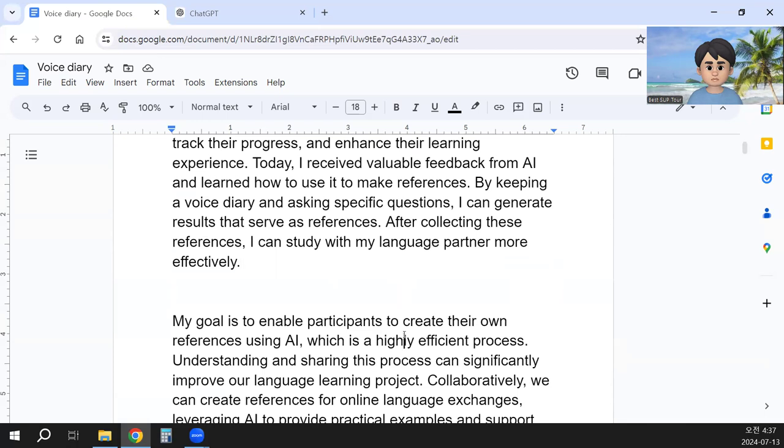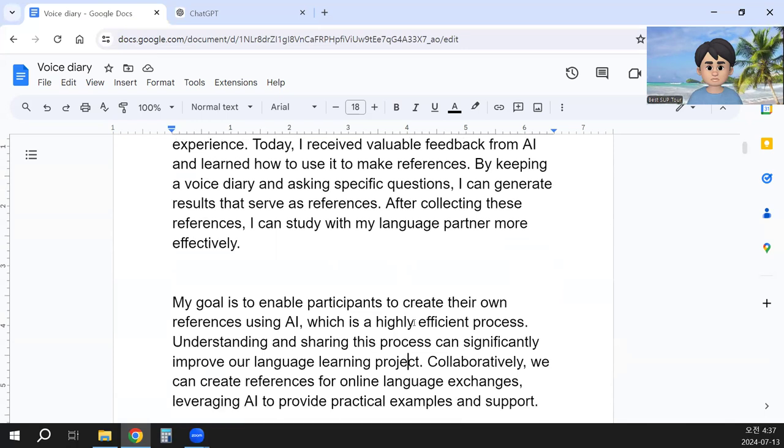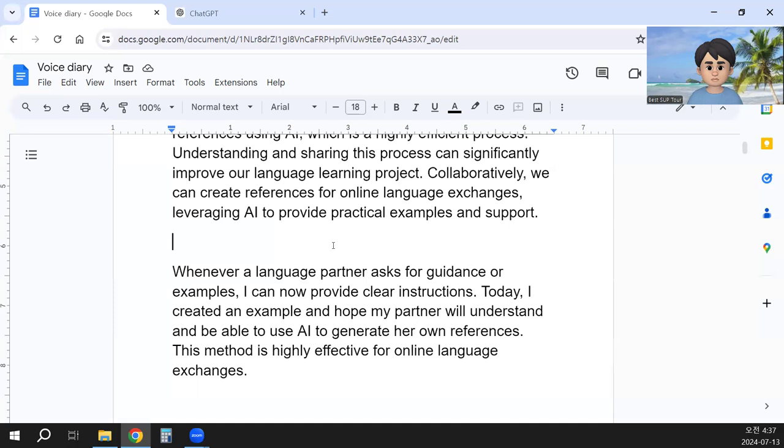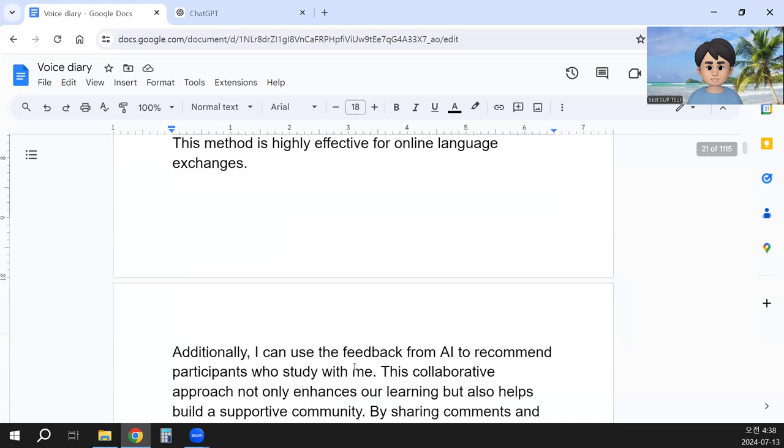My goal is to enable participants to create their own reference using AI, which is a highly efficient process. Understanding and sharing this process can significantly improve our language learning project. Collaboratively, we can create reference for online language exchange, leveraging AI to provide a practical example and support. Whenever a language partner asks for guidance or an example, I can now provide a clear instruction. Today, I created an example and hope my partner will understand it and be able to use AI to generate her own references. This method is highly effective for online language exchange.